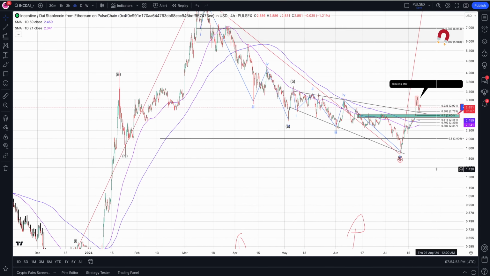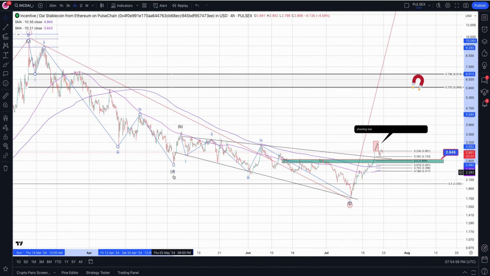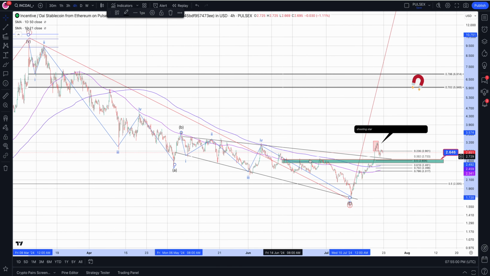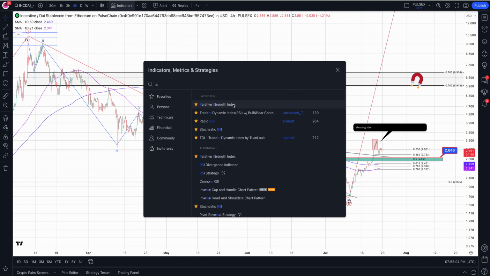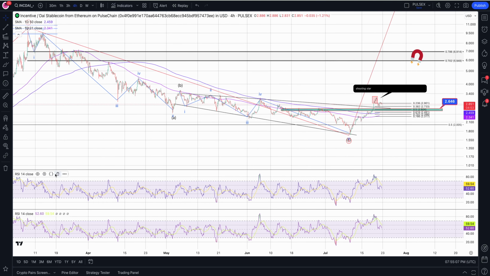So we see that exact same thing over here. We have 5 waves to make a wave down, a 3-wave move up for your B, and then a descending broadening wedge for your C wave. A lot of market indecision over here. And then when we go ahead and take a look at the RSI, we do see a squeeze.